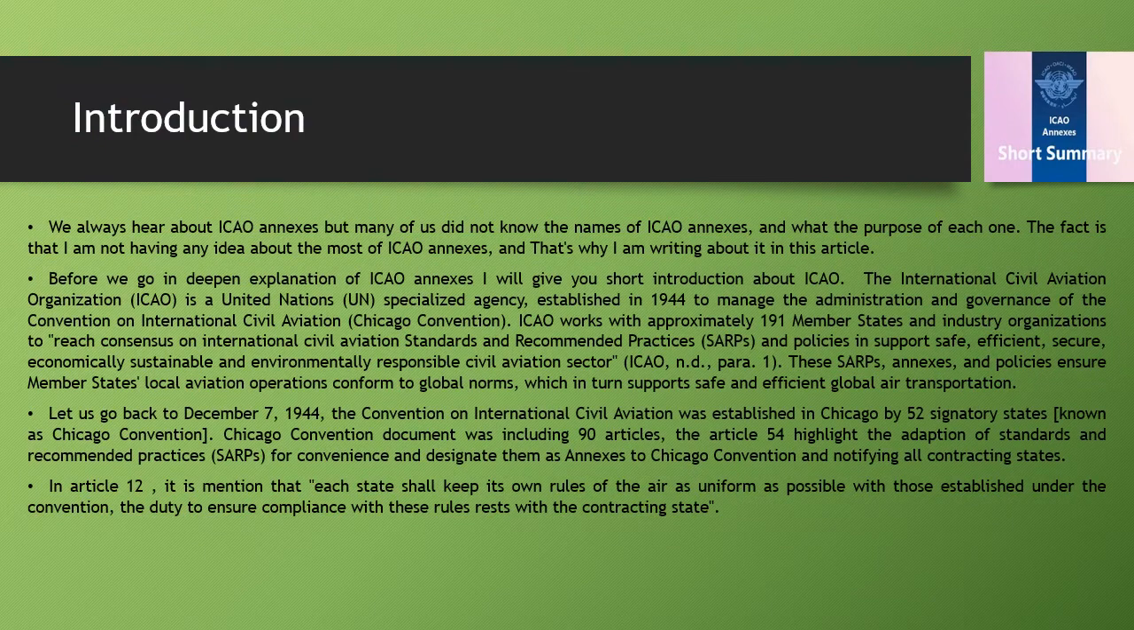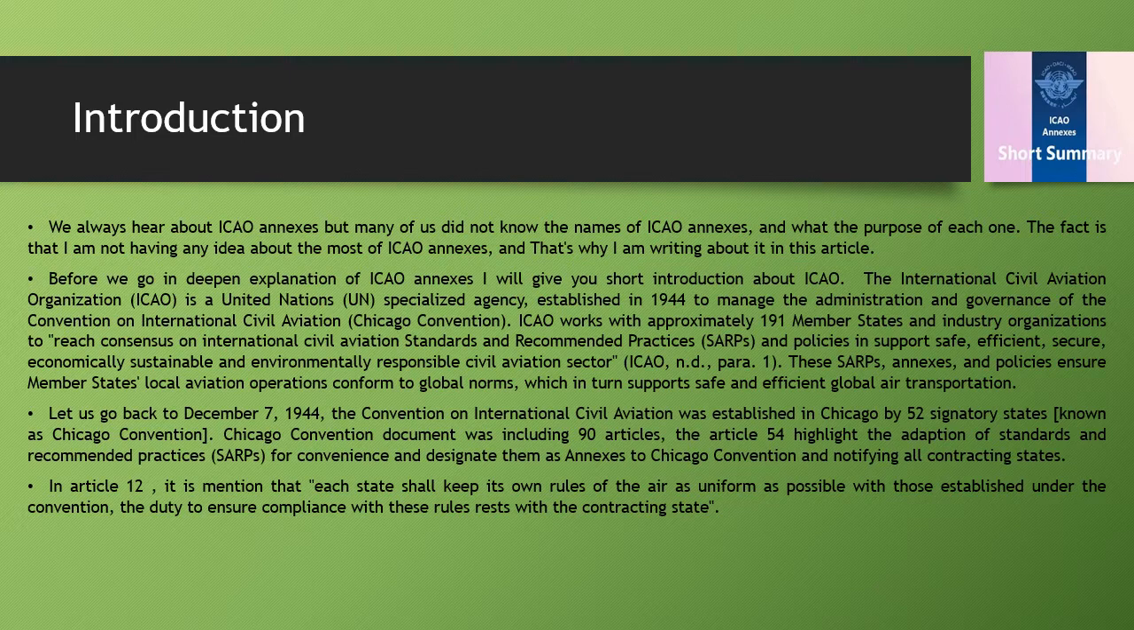We always hear about ICAO Annexes, but many of us do not know the names of ICAO Annexes, and what the purpose of each one is. The fact is that I do not have any idea about most of the ICAO Annexes, and that's why I am writing about it in this article. Before we go deep into the explanation of ICAO Annexes, I will give you a short introduction about ICAO.